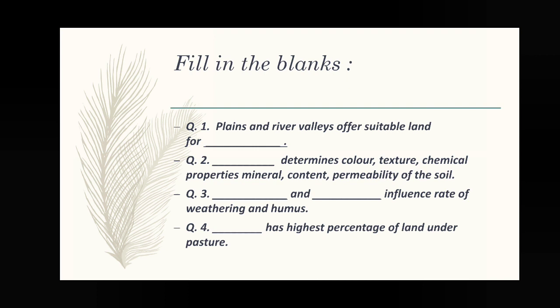Question number 4: dash has highest percentage of land under pasture. Pasture means the grassland where animals are reared, where animals eat the grasses. That is called pasture land. Which country has the highest percentage? Here you have to find out the name of the country which has the highest percentage of land for pasture. That means the land used for grazing and rearing of animals, which is also called grassland, covered by grasses. Here you have to write down the name of the country.